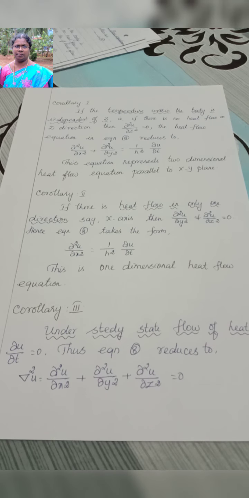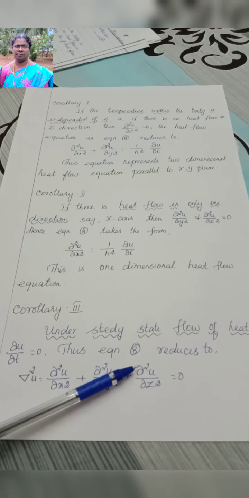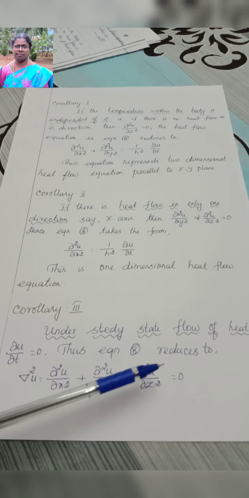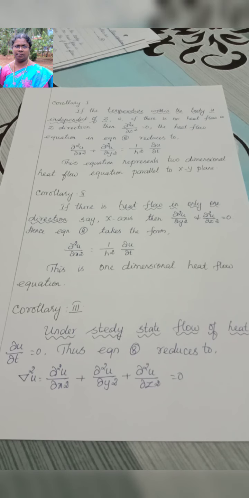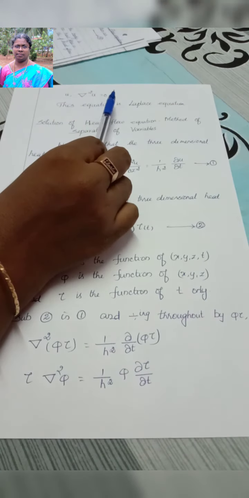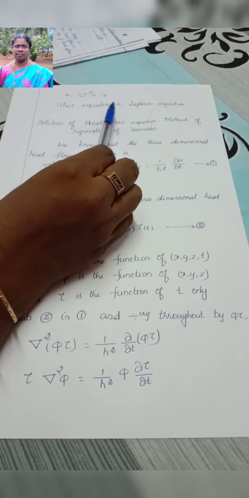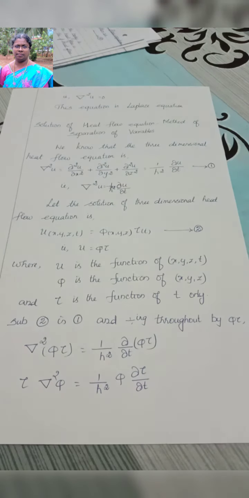Under steady state flow of heat, ∂u/∂t is equal to 0. Thus, equation 8 reduces to del square u is equal to 0. That is, del square u is equal to ∂²u/∂x² + ∂²u/∂y² + ∂²u/∂z², and this is equal to 0. That is, del square u is equal to 0. This equation is the Laplace equation. Thus, the heat flow equation is derived.